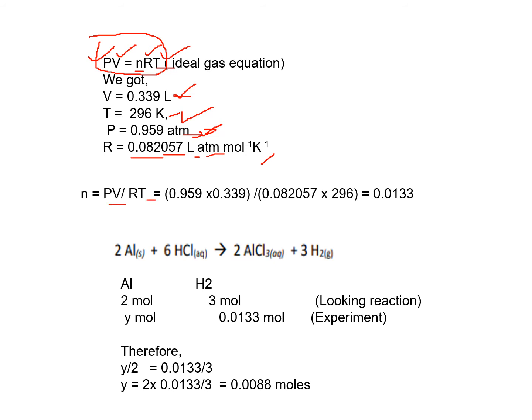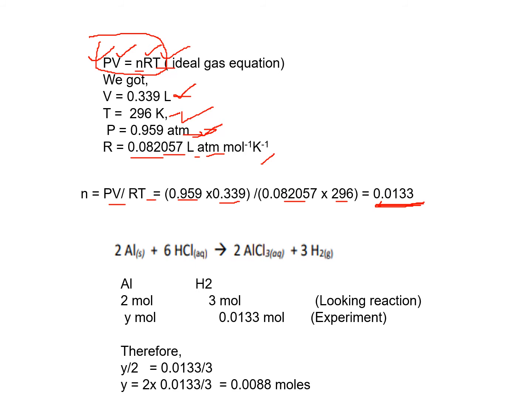PV by RT. Put in this value of P, this value of V, this value of R, and this value of T. When you do the calculation in the calculator, you get this number, 0.0133. That many moles of hydrogen is being produced in that reaction. You see that? You complete the reaction, and from that reaction you produce 0.0133 moles of hydrogen.